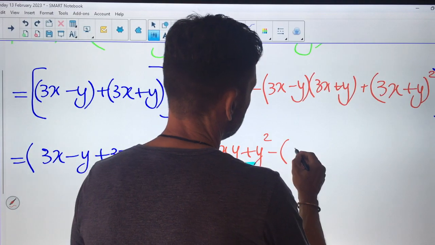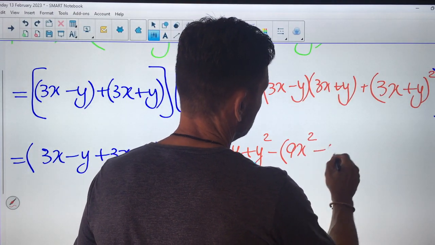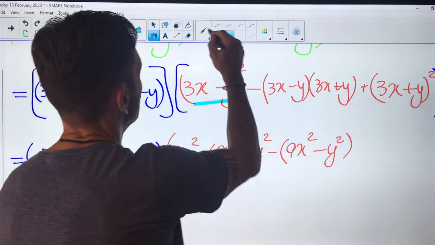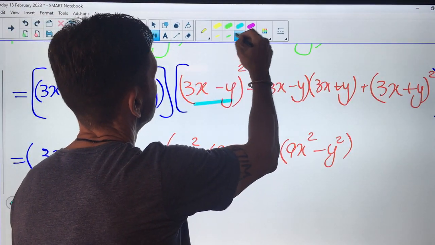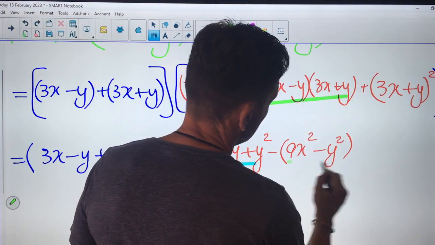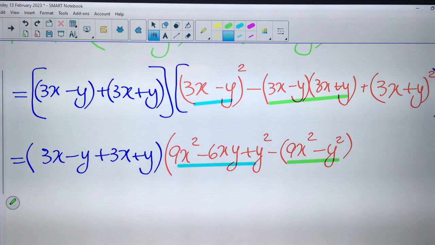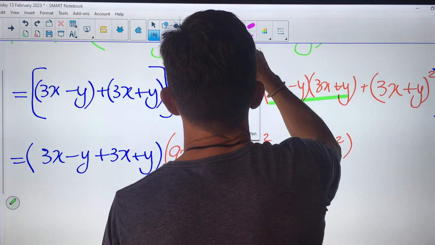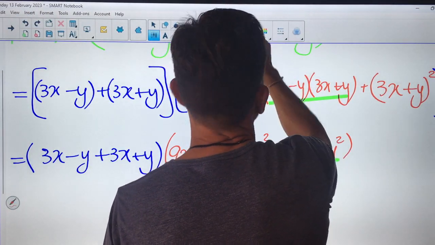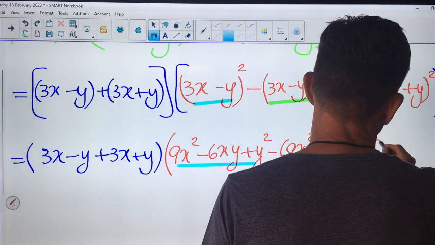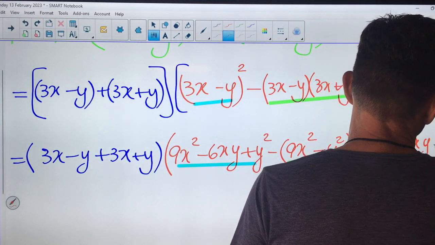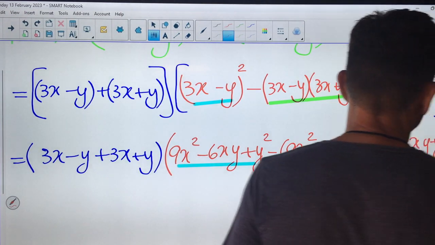This is like a difference of 2 squares. So that one looks like that. This is what we have here now. That one is this one. And then we have the last one. And that is going to be plus 9x squared plus 6xy plus y squared.